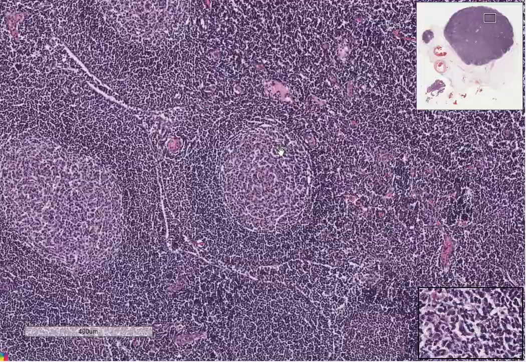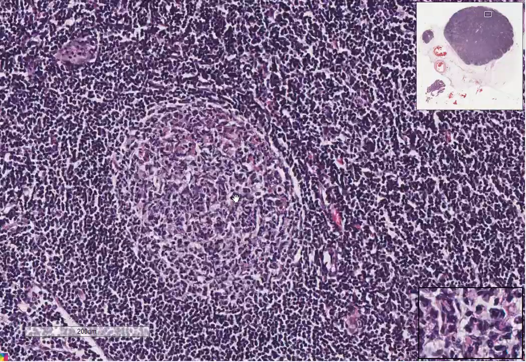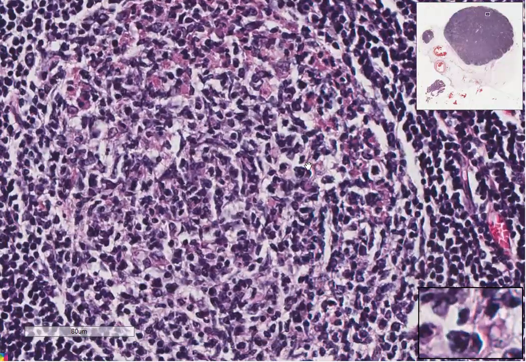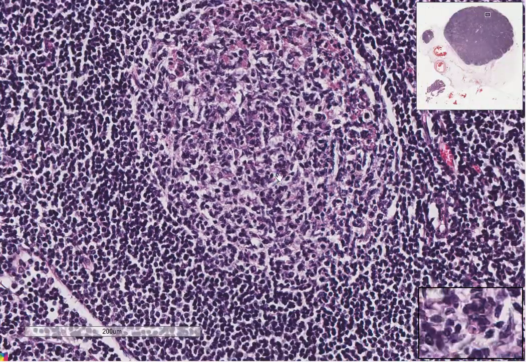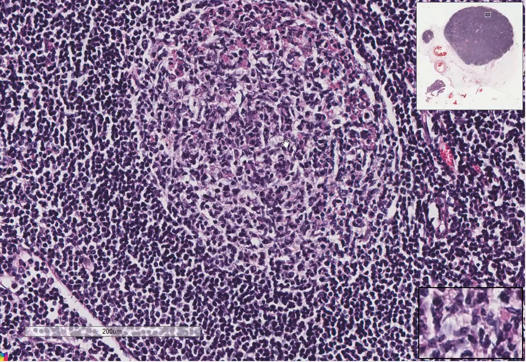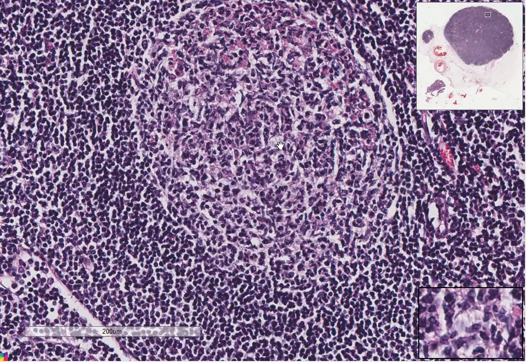I'm just trying to look for more tingible body macrophages. I like looking at them. They are quite nice to look at. You can see probably this is one here, a big one here.